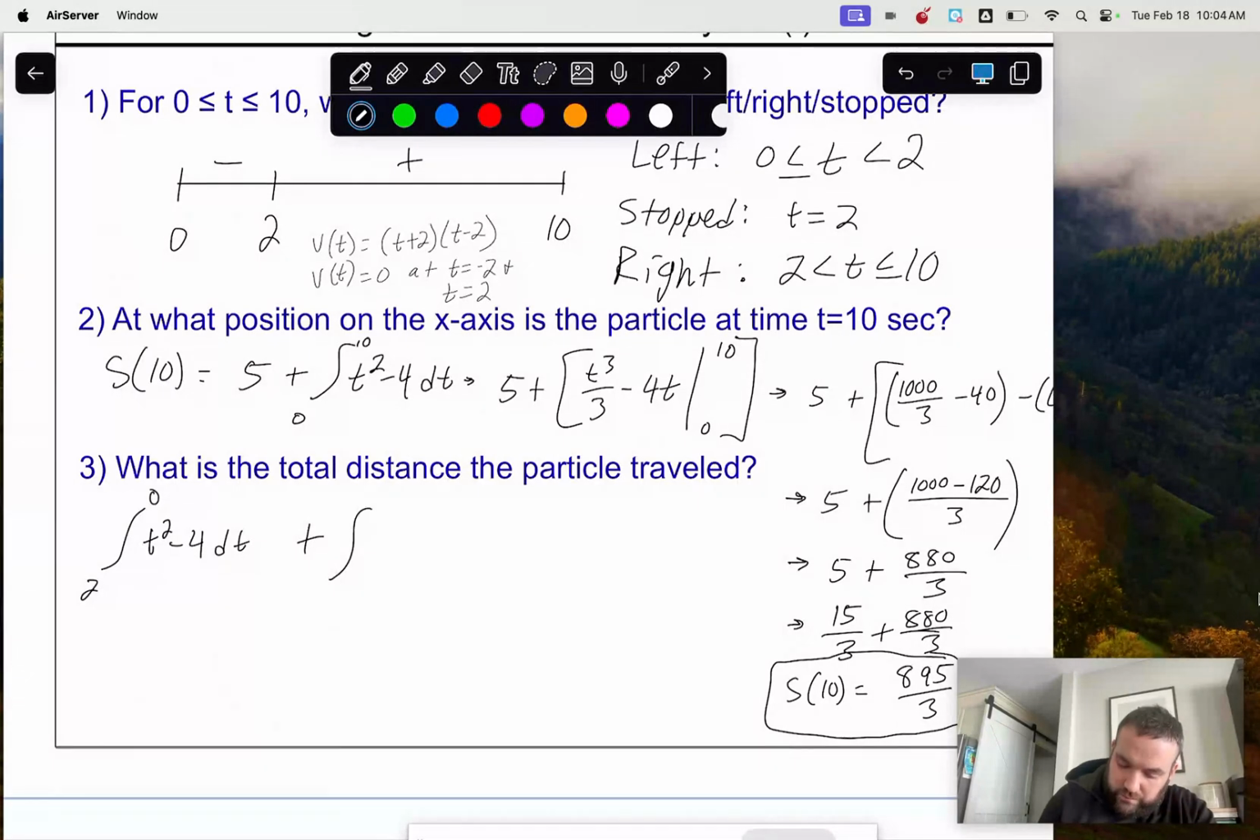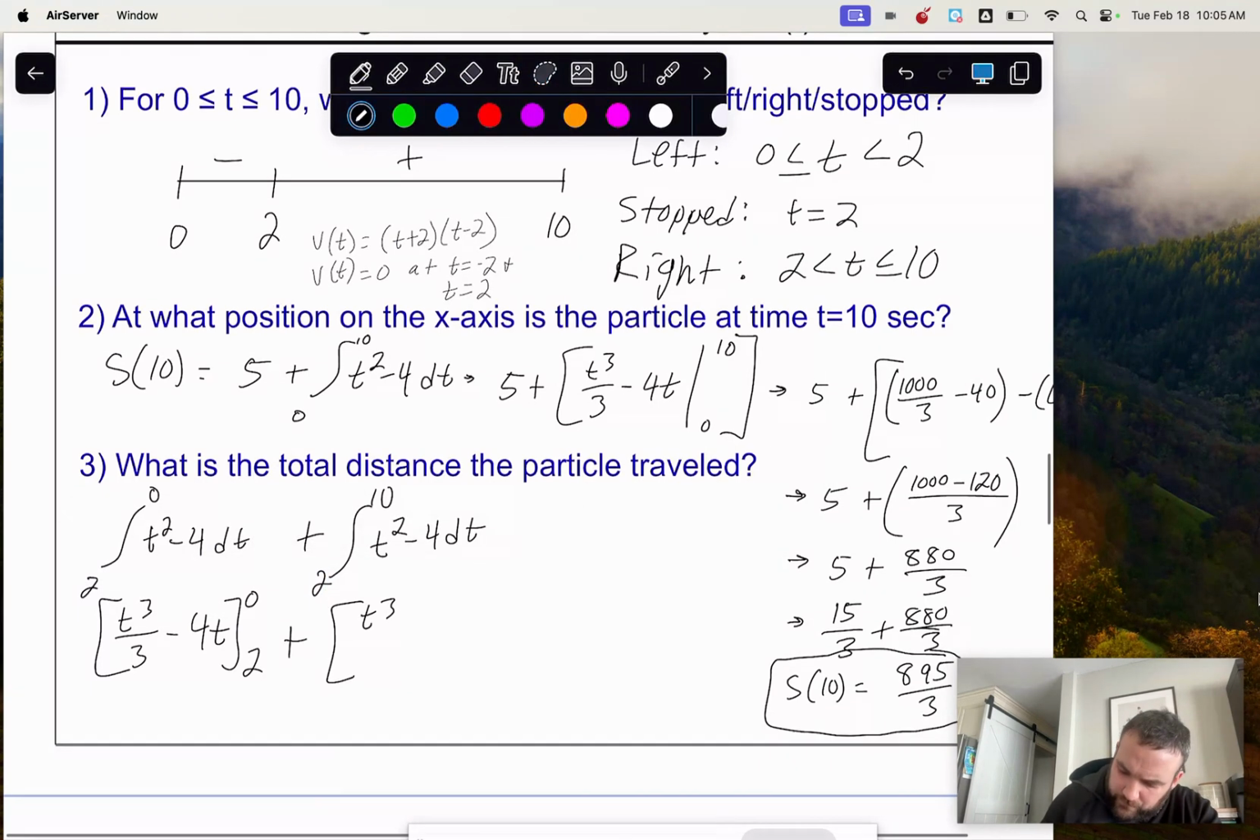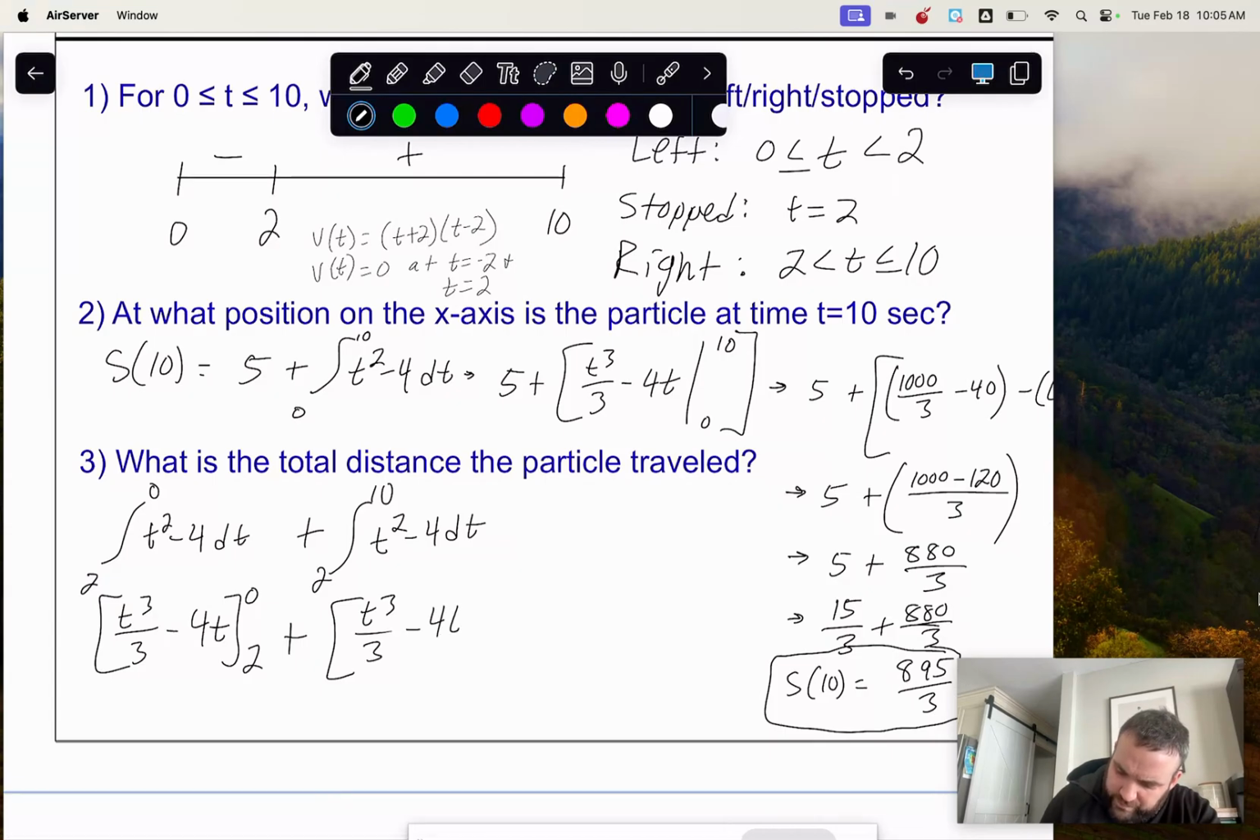And then I'm also going to integrate from 2 to 10. Integrating, 2 is my lower and 10 is my upper bound, because I know that velocity is positive. So t squared minus 4 dt. Either way, I have the same antiderivative. I'm going to integrate that from 0 down to 2. And then I'm also going to integrate the same thing, t cubed over 3 minus 4t from 10 down to 2.